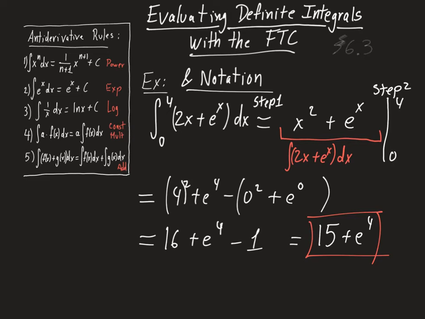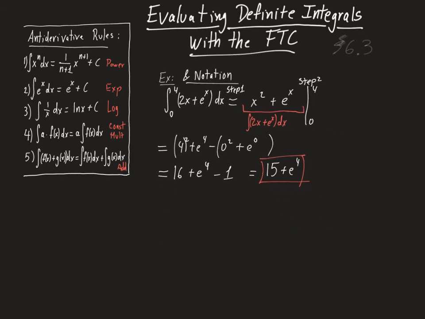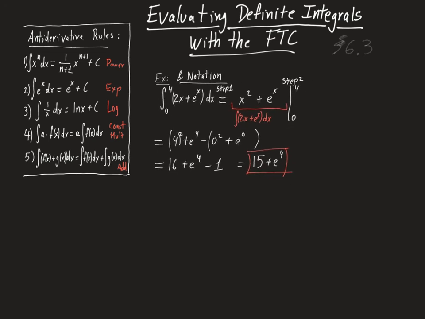And that's our final answer, and remember that this would correspond to the area between the curve 2x plus e to the x and the x-axis from x equals 0 to x equals 4. Okay, for now, I'll make this smaller as we work through a second example, so you can at least see what I'm referring to.